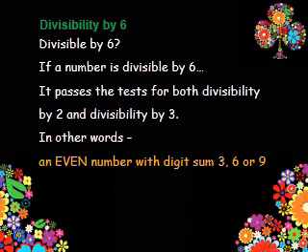Okay, so till now we learned 2, 5, 10, and 3. So 3, it's new. You have to add the digits in the number. If you got 3, 6, or 9, then the number is divisible by 3. Now, how can I know that a number is divisible by 6? It should pass the test for divisibility by 2 and 3. In other words, an even number with digit sum 3, 6, or 9 is divisible by 6.